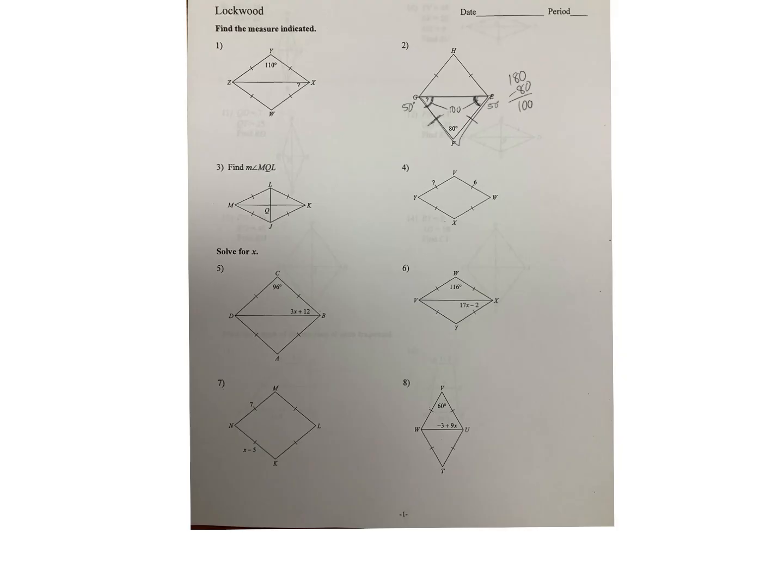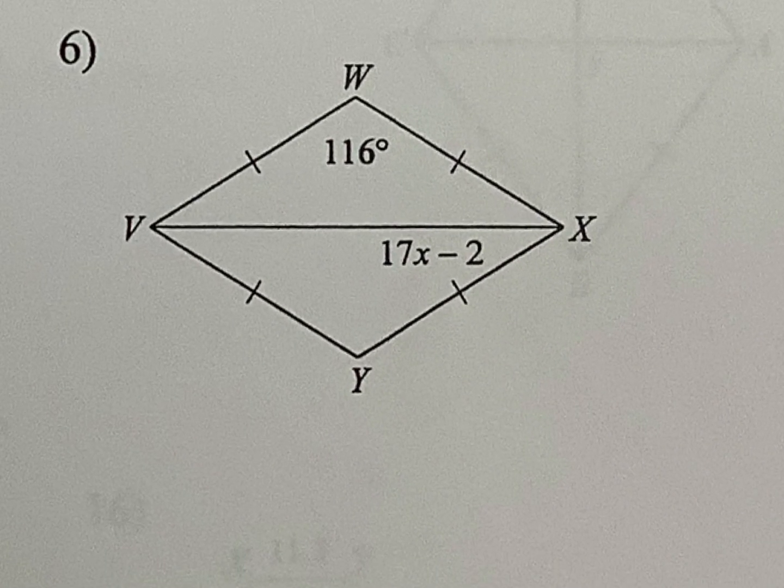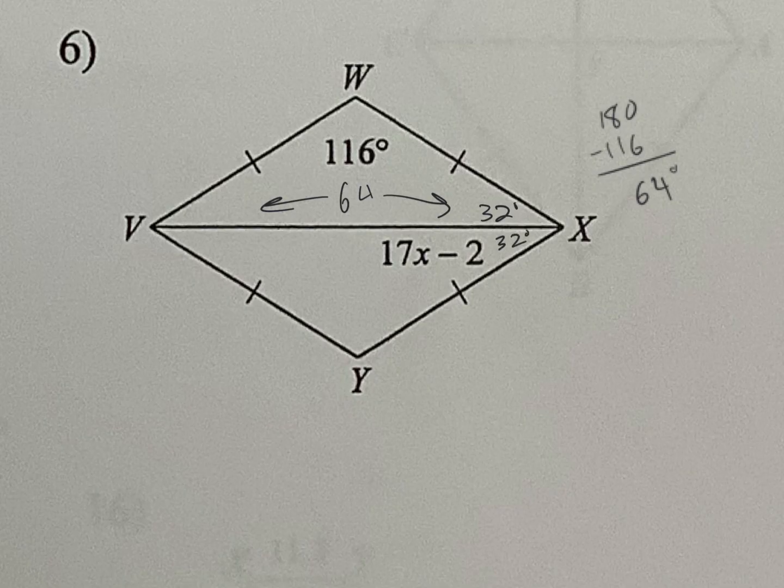All right, let's just do number 6. It's the same thing, same setup. So 180 minus 116 is 64. And if we split 64 into those two angles, we get 32. And it is a rhombus, all four sides are the same, which means the diagonal bisects the angle. So if that's 32, that's also 32 degrees.